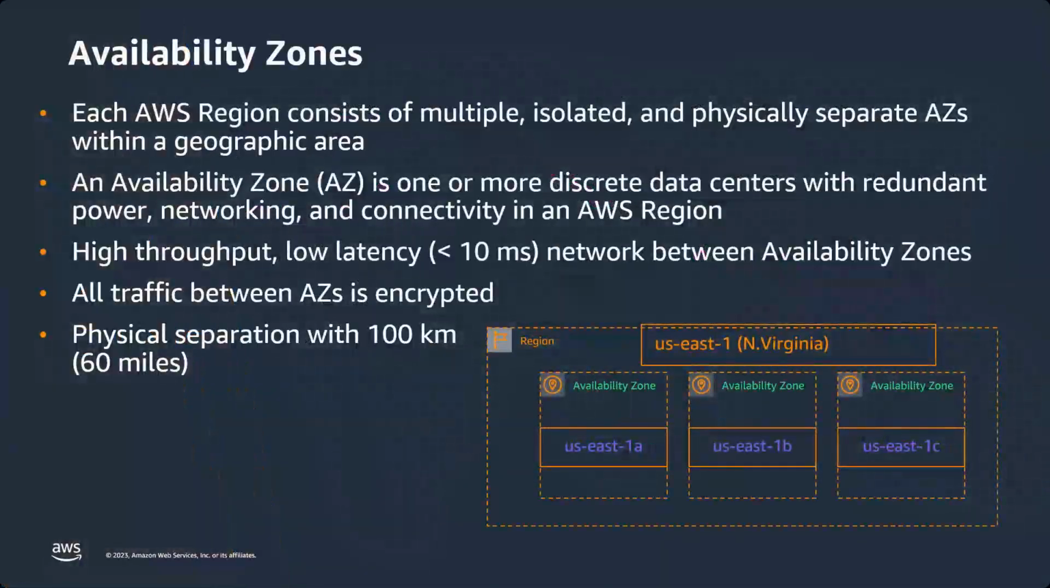We talked about regions. Now I would like to talk about availability zones. Each AWS region consists of multiple isolated and physically separate AZs, that's availability zones, within a geographic area. You have a diagram at the bottom. For example, in the US East 1 region, which is the North Virginia region, you have availability zones 1A, 1B, and 1C, as you can see.